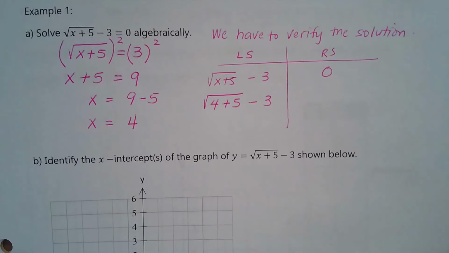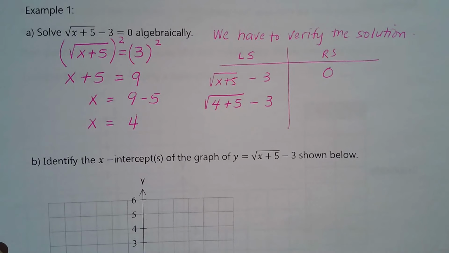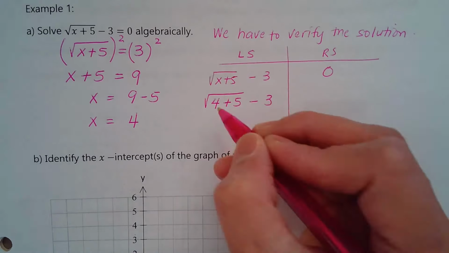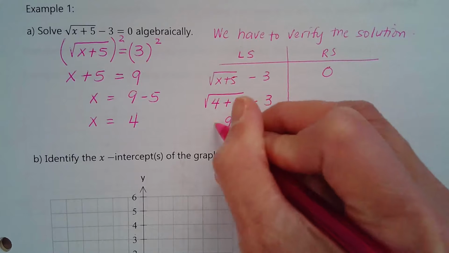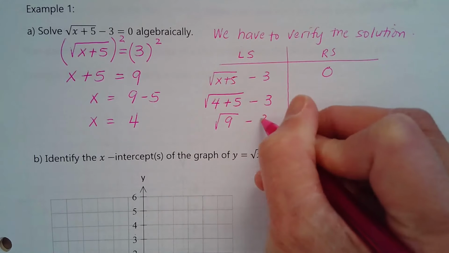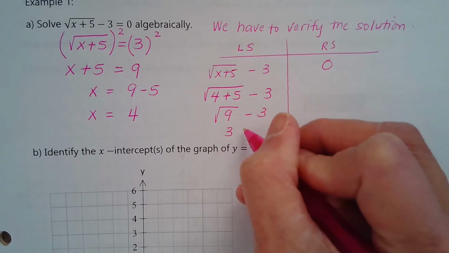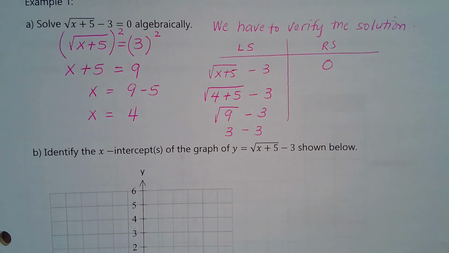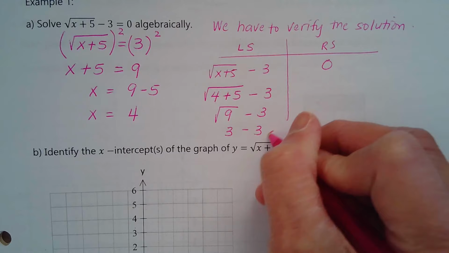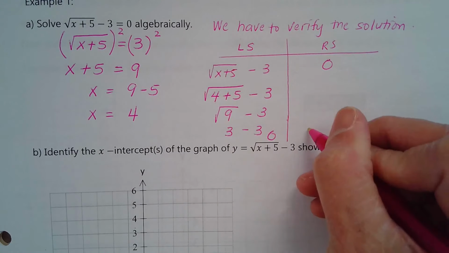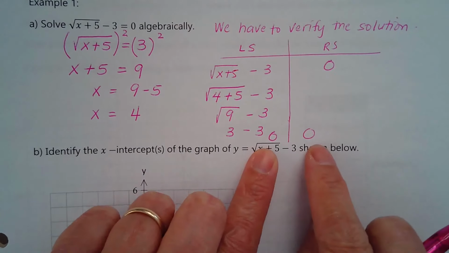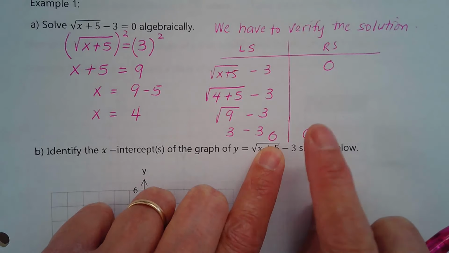And we all know order of operations, right? Working from inside out. So 4 plus 5 is 9. So square root of 9 minus 3. And then square root of 9 is 3, minus 3, and we know that's equal to 0. So that shows that 0 is equal to 0.